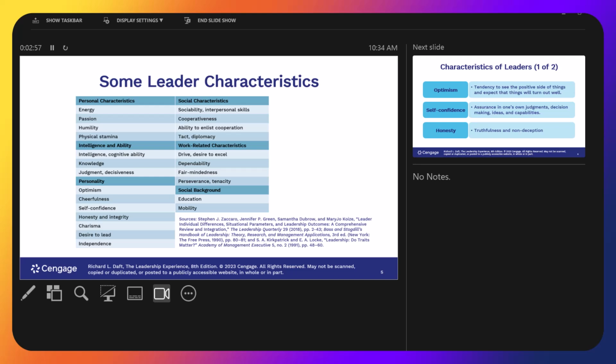Here are some leader characteristics. As we look at personal: energy, passion, humility, physical stamina, intelligence, ability. And we look at social characteristics: sociability, interpersonal skills, cooperativeness, ability to enlist cooperation, social background, education, mobility, personality, optimism, cheerfulness, self-confidence. So when you look at this, you see the different aspects that make a good leader. It's not one particular area, it's a couple of different areas. And here they're saying it's personal characteristics, social characteristics, intelligence, ability, work-related characteristics, social background, and personality.